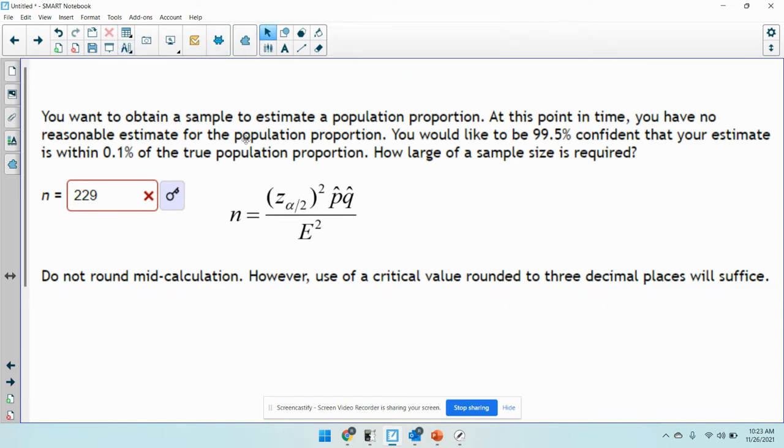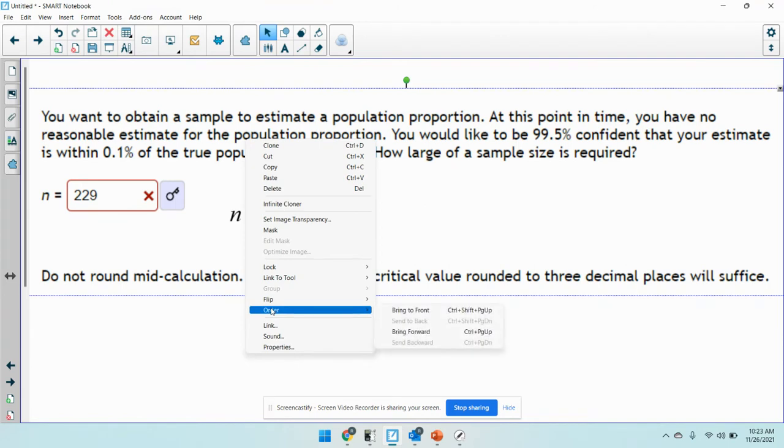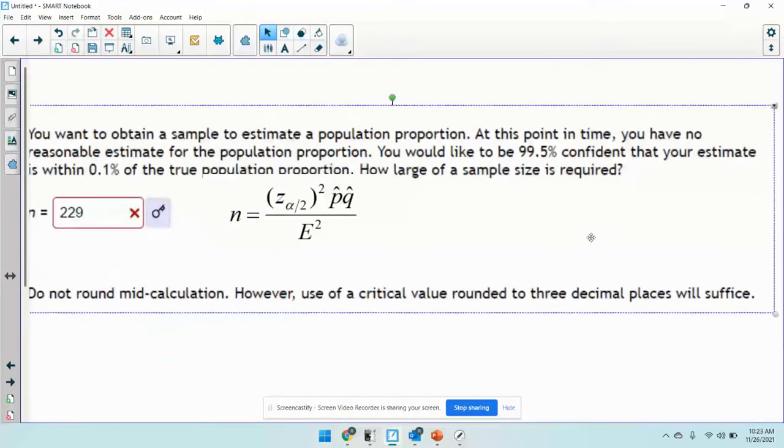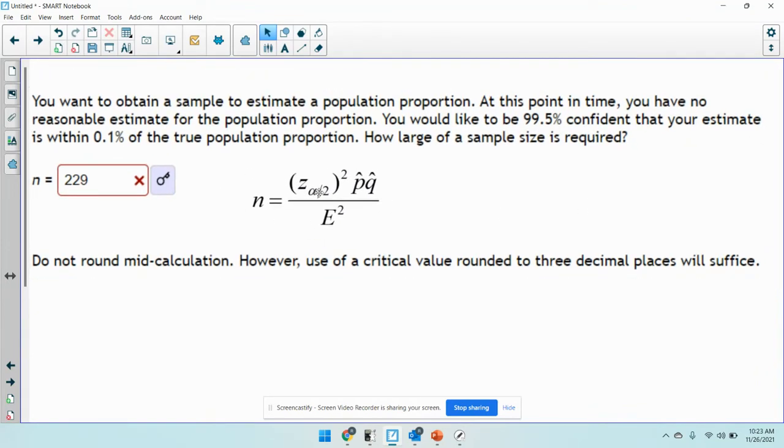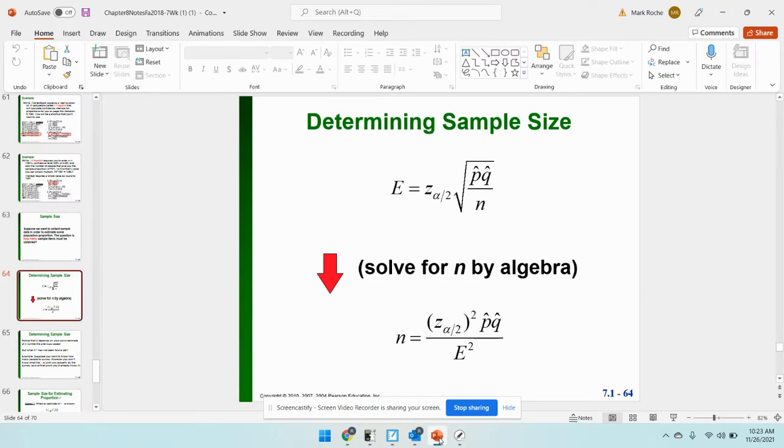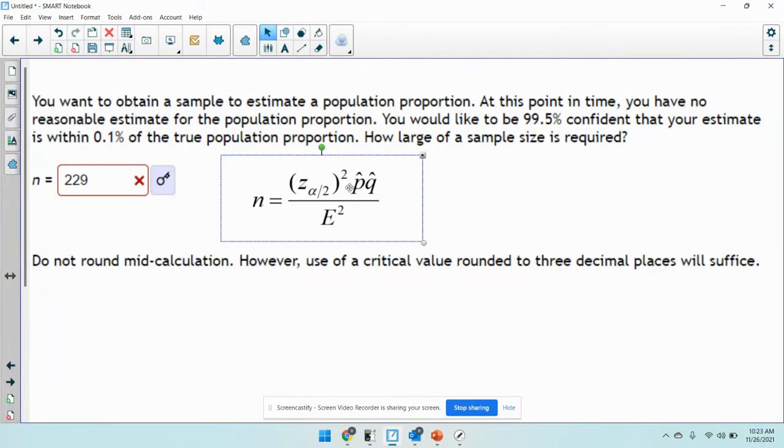So it wants to obtain a sample to estimate the population proportion. There it is, right in the middle, sorry. So I copied the formula for this. This is from the PowerPoint notes, from slide number 64. This is the sample size for a proportion. So I just need to pull out all the appropriate numbers and calculate this thing.